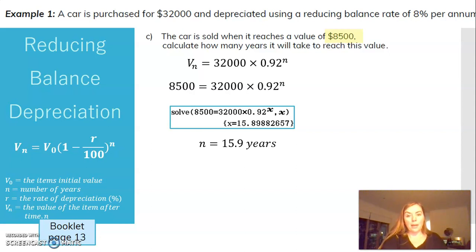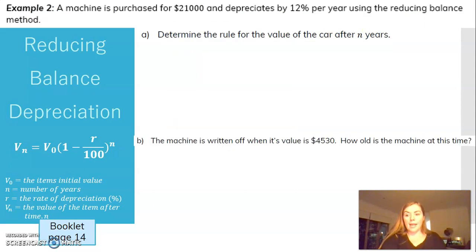Okay, so the car would be 15.9 years old when it reaches that value. Example 2, a machine is purchased for $21,000 and depreciates by 12% per year using the reducing balance method. Determine the rule for the value of the machine after n years.